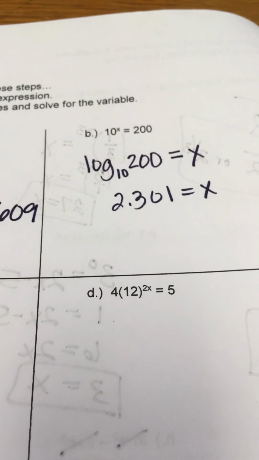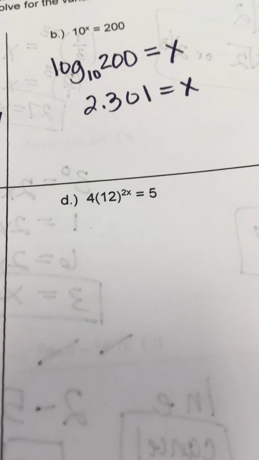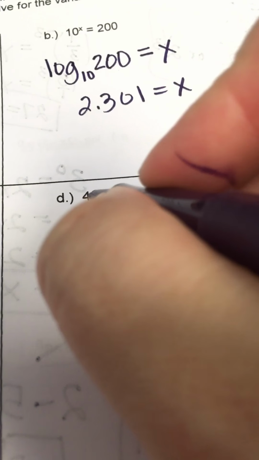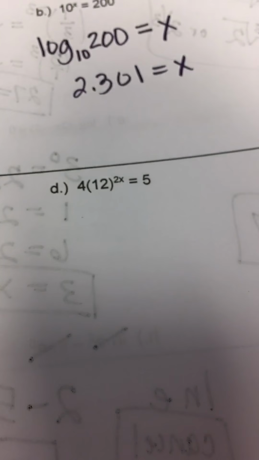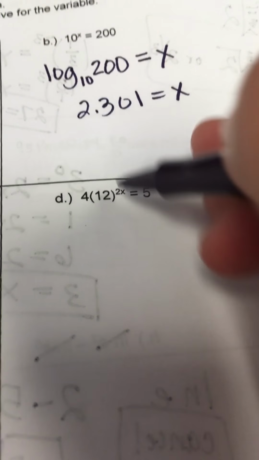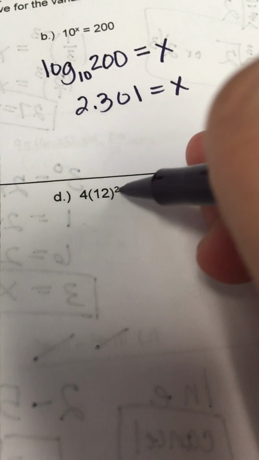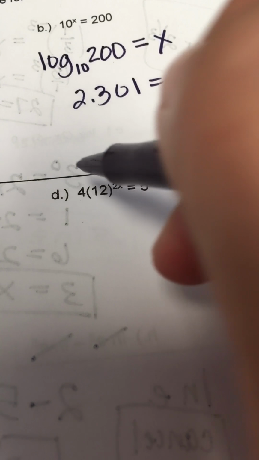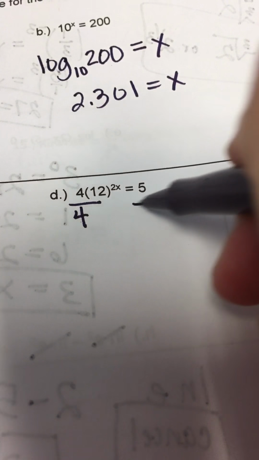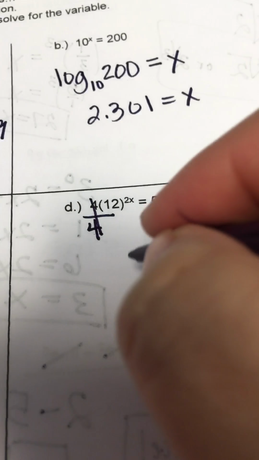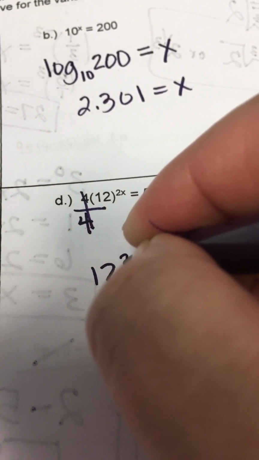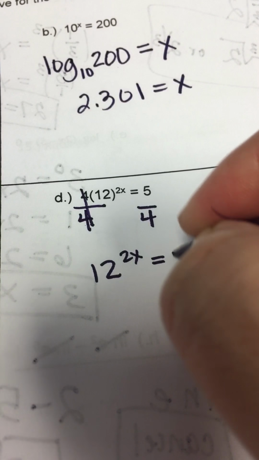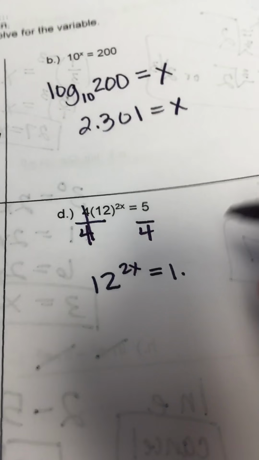Next one, a little bit like above, but I have a little bit more going on in the problem. So I cannot multiply the 4 and the 12. Do not do that and make it 48, because order of operations says you do exponents first and then you multiply. So I'm going to get rid of the 4 because it's just sitting there and it's kind of clogging up the problem. Equal 1.25.